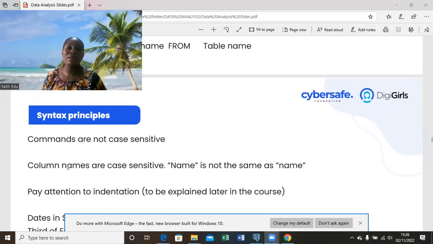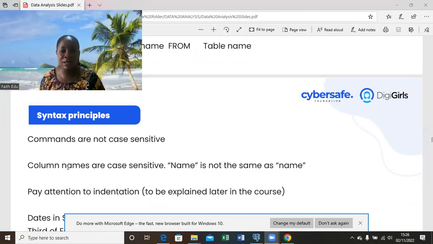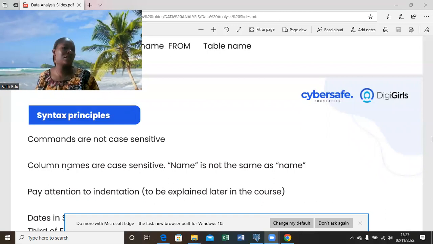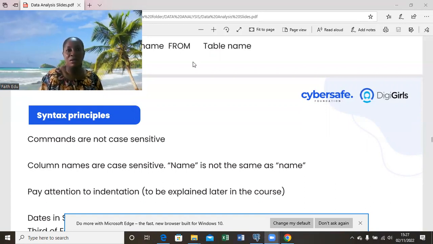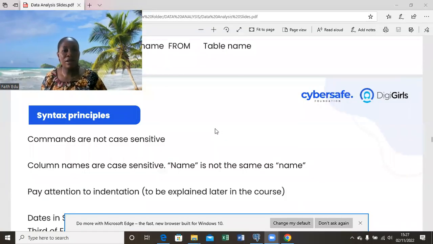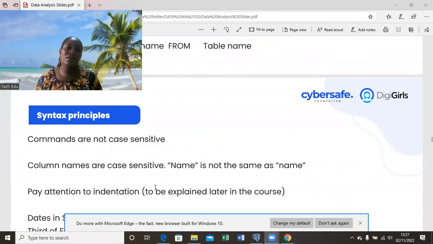First, commands are not case sensitive. This means you can type them either in capital letters or in small letters. For instance, SELECT is a command, so SELECT is not case sensitive. You can type it all in capital letters or all in small letters. Like I was saying, commands are not case sensitive. Now, column names are case sensitive.